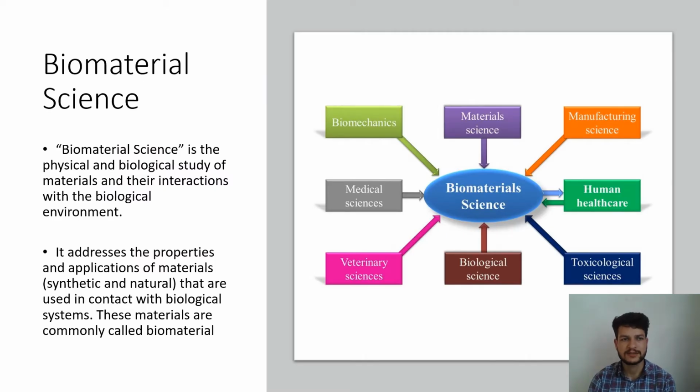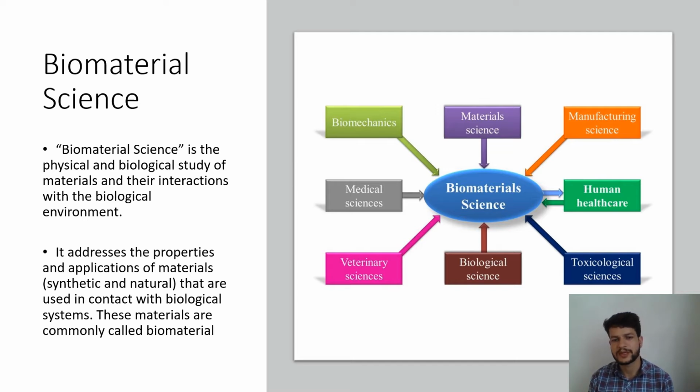Before talking about materials, I will start with the field of biomaterial science. Biomaterial science is the physical and biological study of materials and their interaction with the biological system. Biomaterial science studies the properties and applications of materials which interact with the biological system, and these materials are called biomaterials. Biomaterial science has a close correlation with the healthcare system, as most of the biomaterials are used in healthcare settings for the treatment of different conditions.